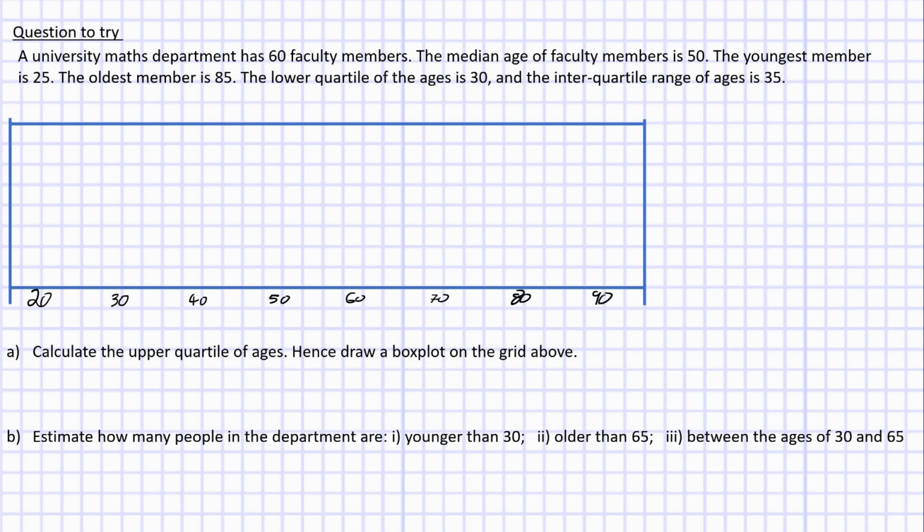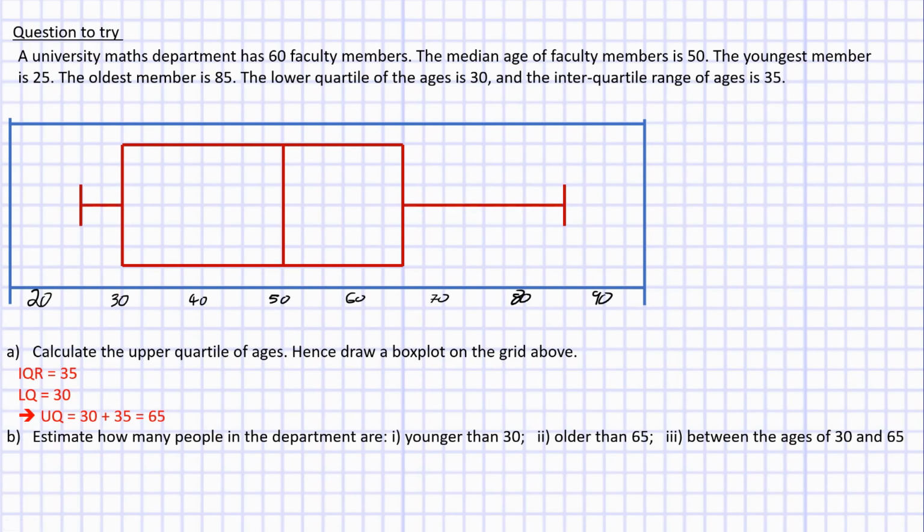Here is the answer. So first let's draw the box plot. That should be the box plot. The upper quartile of the ages is going to be 65. So that's how we actually draw the upper quartile on the box plot. And I've done that because I know the interquartile range and the lower quartile. So I just need to do the lower quartile plus the interquartile range.